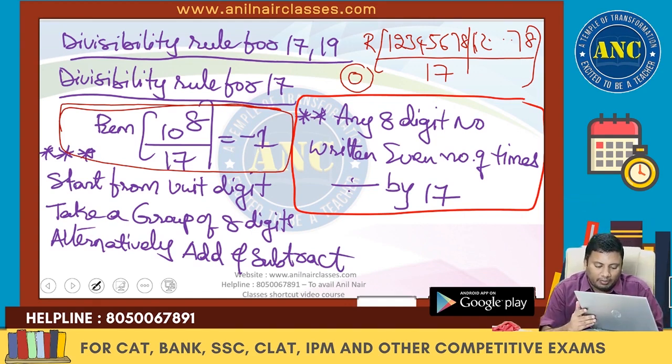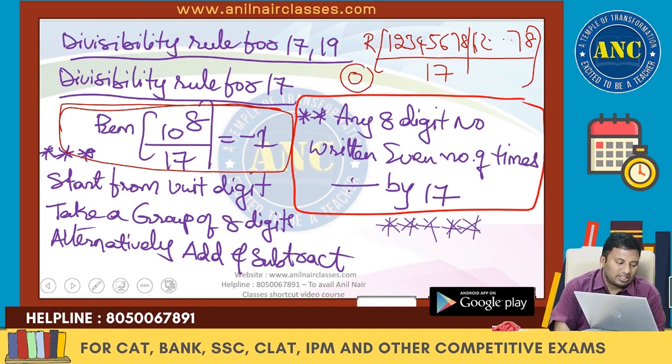Any 8-digit number written even number of times is always divisible by 17. Everybody clear? Some small changes, you will get another number.